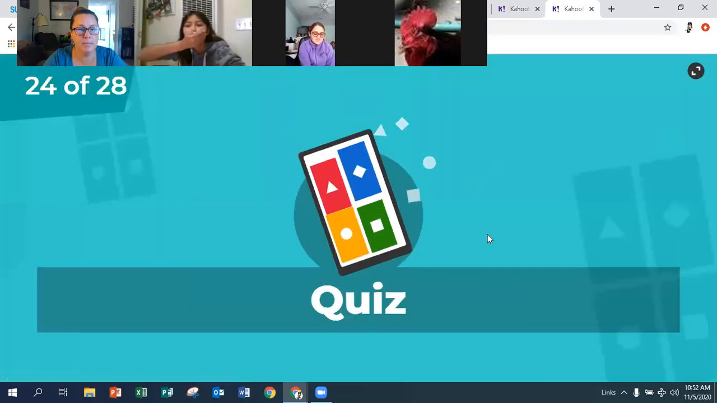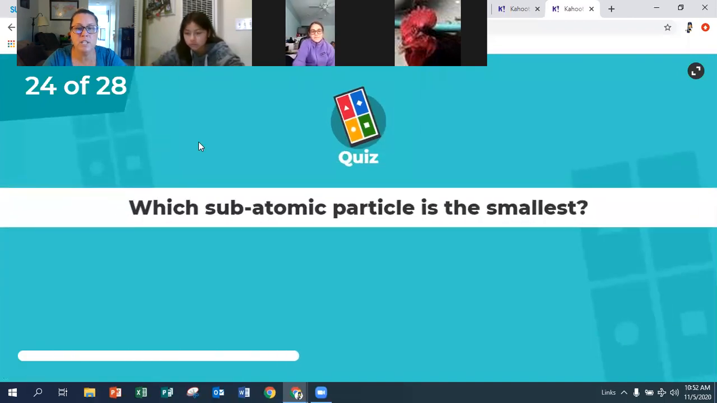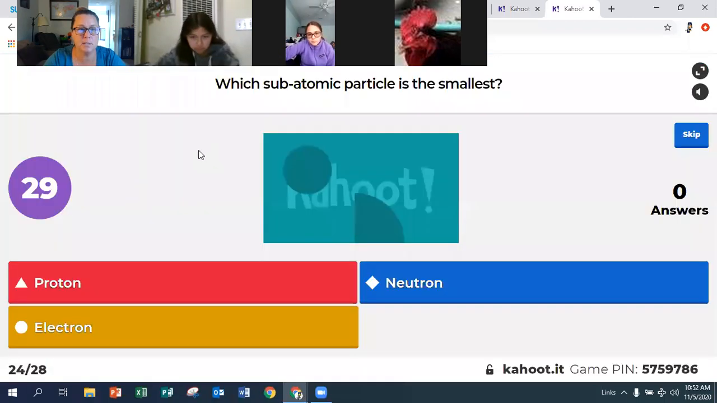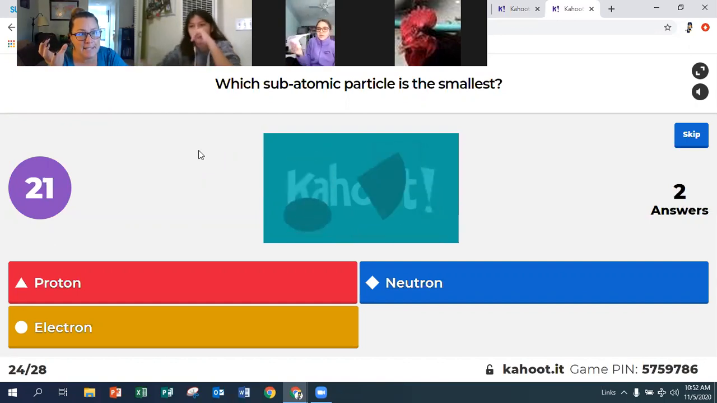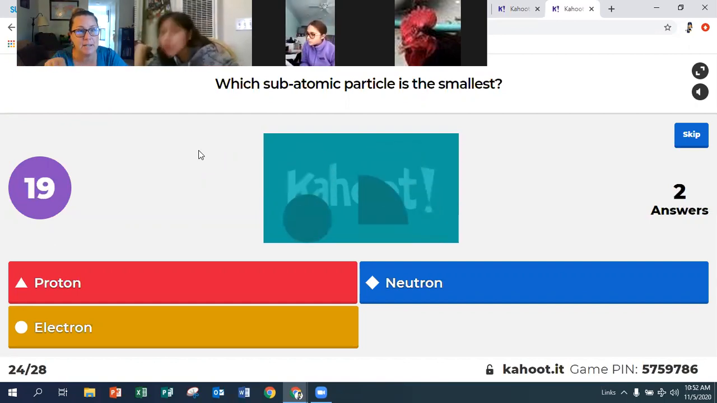Okay, a couple of questions left. 24. Which subatomic particle is the smallest, meaning that it has the least amount of mass? Think about where all the mass is. If you know where all the mass is, then you know which has the least amount of mass.